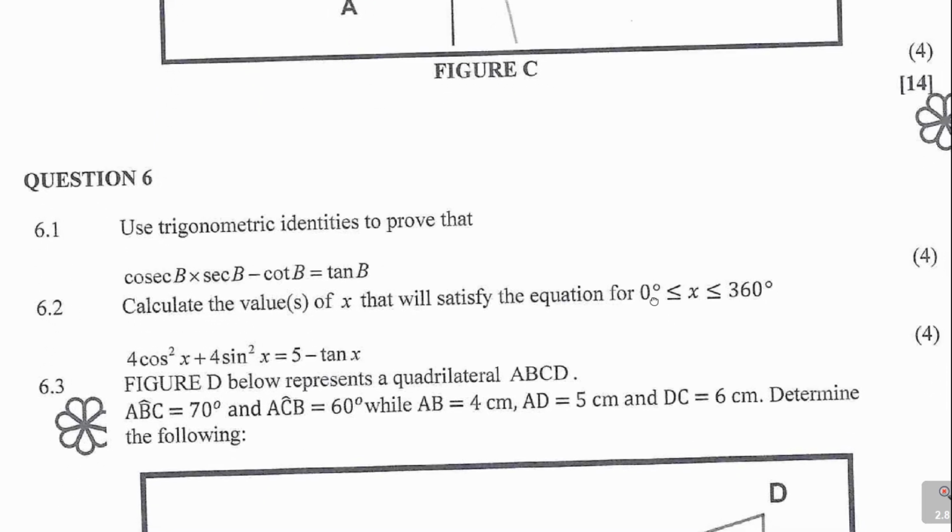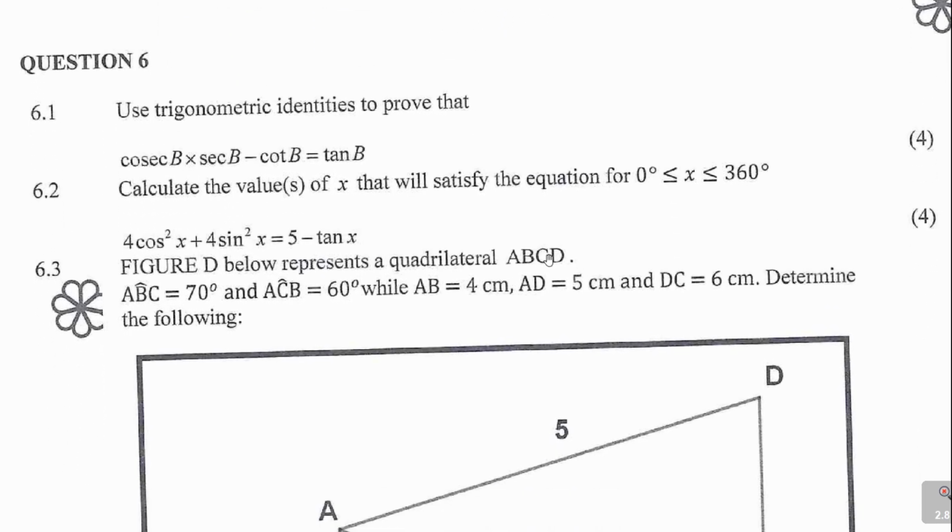And then question 6 here says use trigonometric identities to prove that. And then in here you're using that. It was also basic here. It's a basic one. It was not complicated. You needed to use that and then solve that, but I will show you in the coming video.